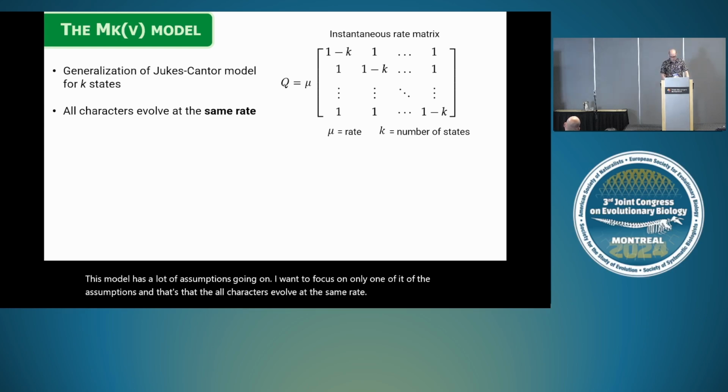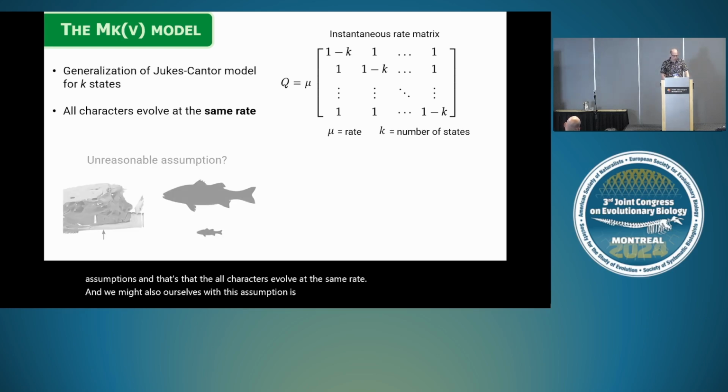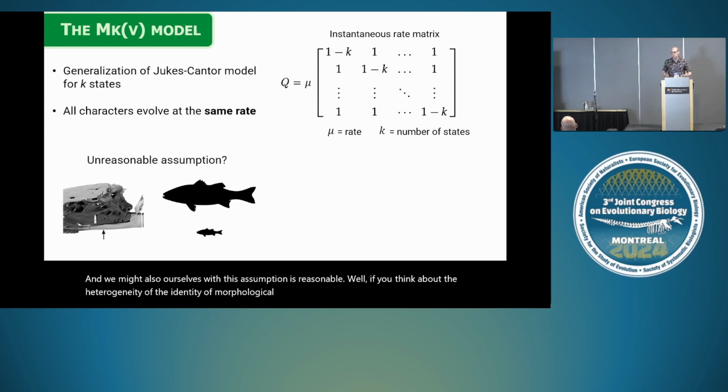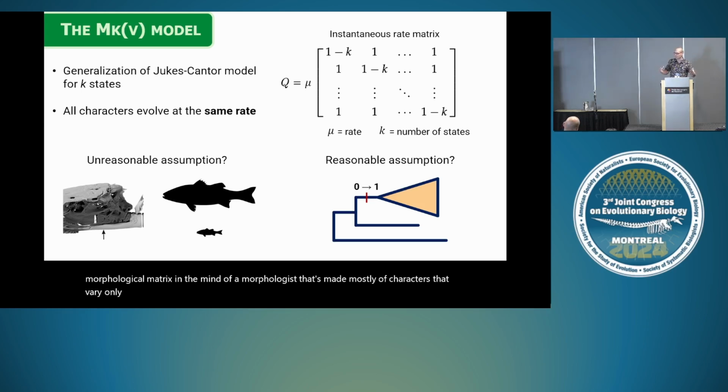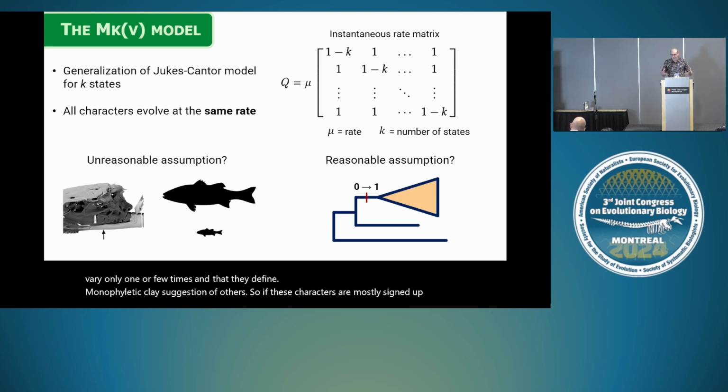And we might ask ourselves if this assumption is reasonable. Well, if you think about the heterogeneity of the identity of morphological characters, you might think this is a very unreasonable assumption, because if these are such different entities, then they probably also evolve at different speeds, at different rates. On the other hand, though, maybe in the ideal morphological matrix in the mind of a morphologist, that's made mostly of characters that vary only one or a few times, and that define monophyletic clades to the exclusion of others, if these characters are mostly synapomorphous, then maybe it's a reasonable assumption that all the characters evolve at the same rate.